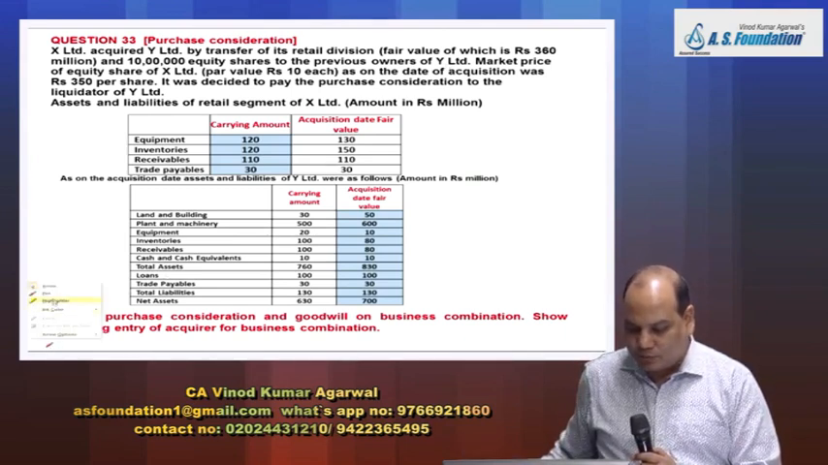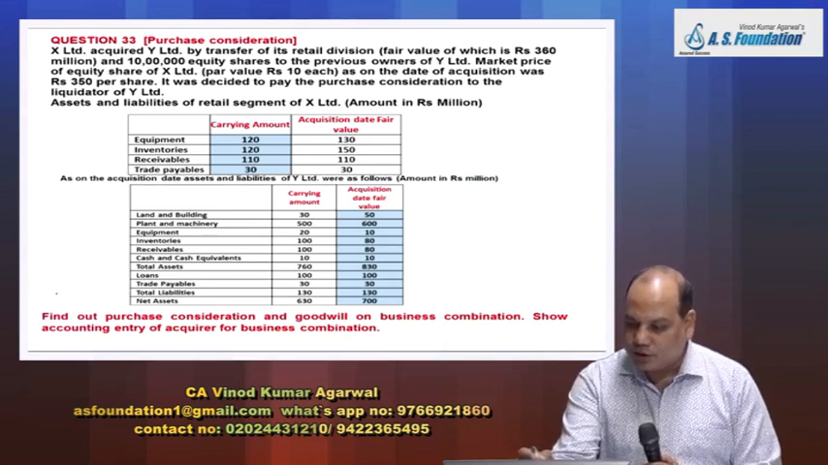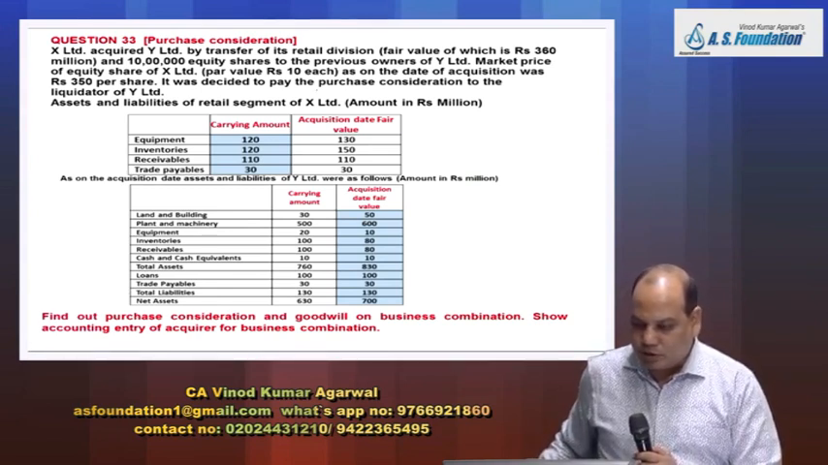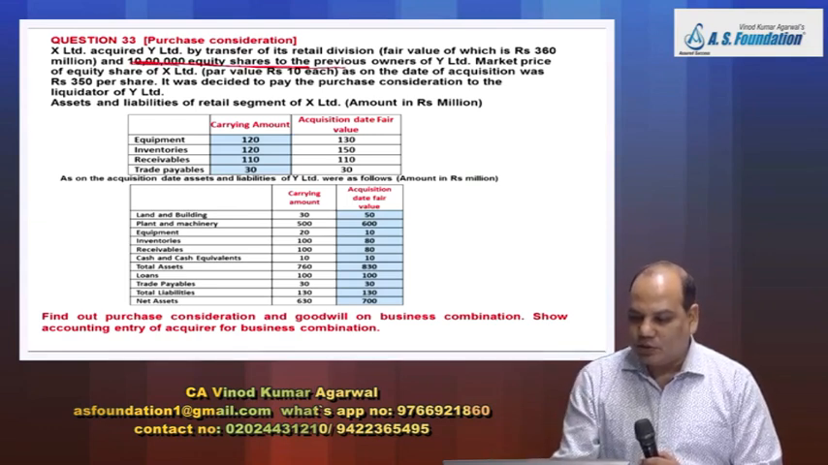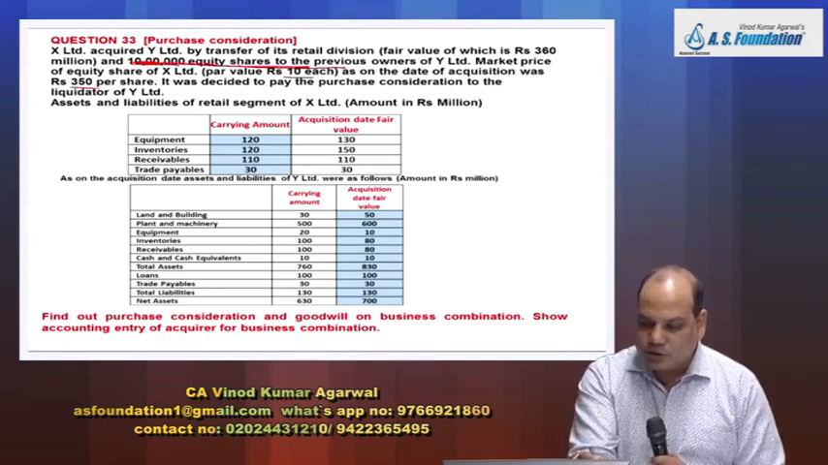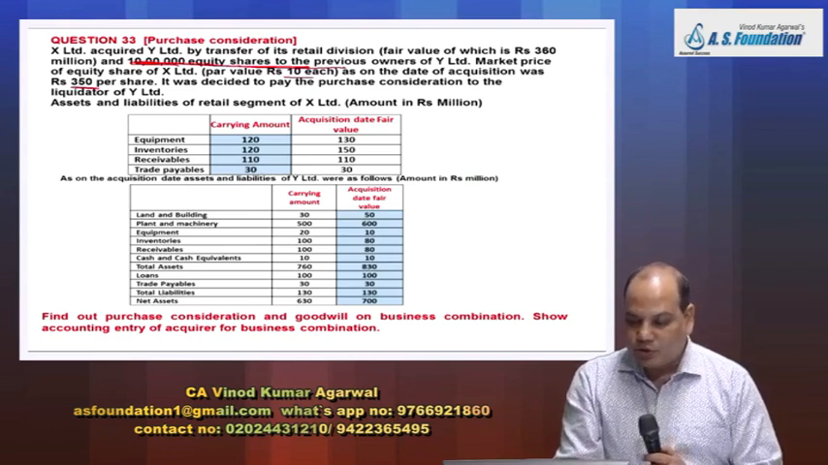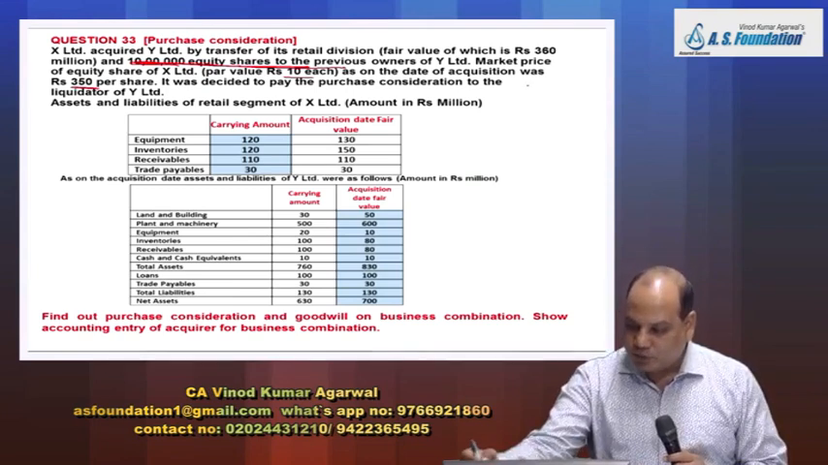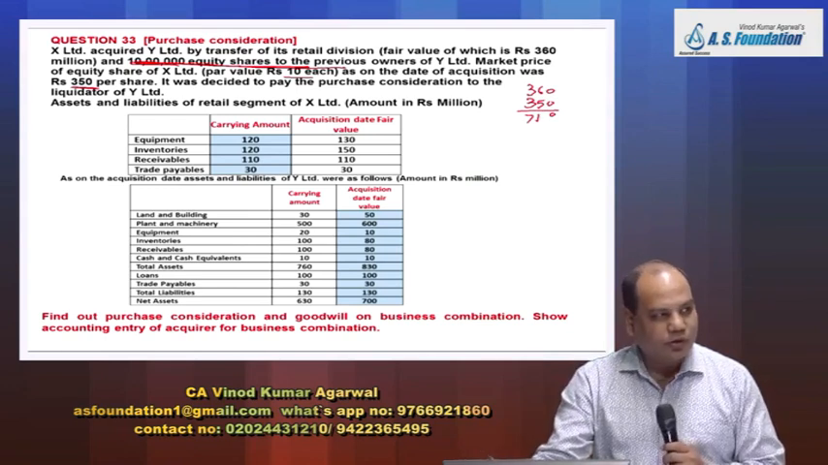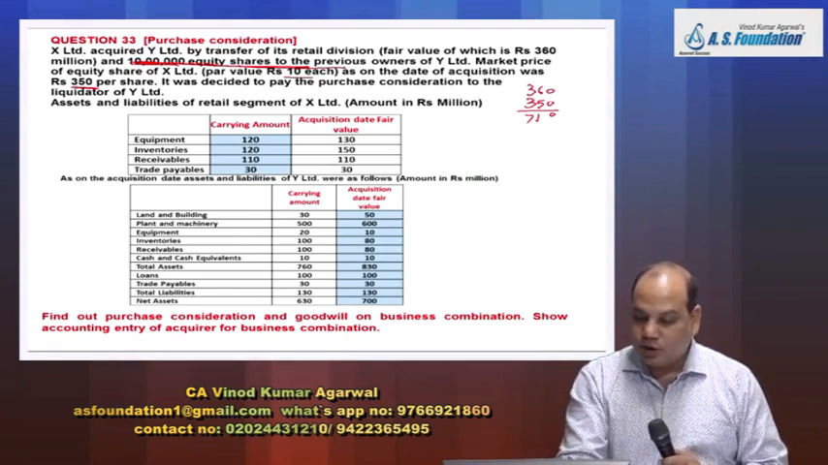Consideration is paid in two forms: in the form of transfer of a retail division, and also in the form of equity shares. 10 lakh equity shares, face value 10 rupees, the market price of equity share of X Limited on the date of acquisition is 350 per share. It was decided to pay the purchase consideration to the liquidator of Y Limited. So my purchase consideration would be 360 and 350. That is 710, correct?